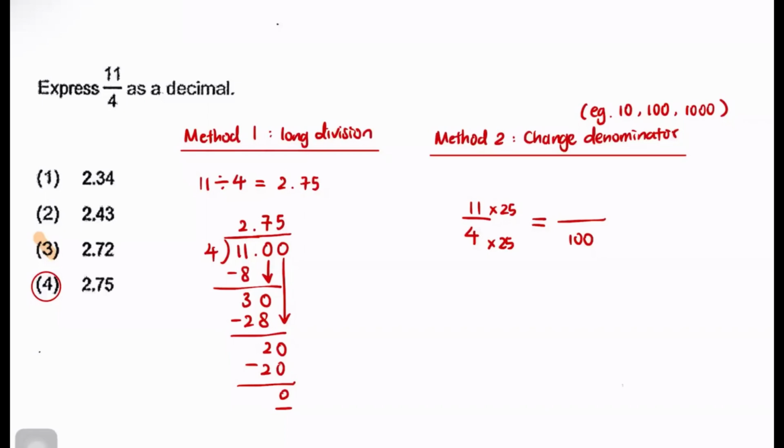So when I change the denominator, I must also change the numerator. If not, your fraction will be wrong already. So now we take 11 times 25. 11 times 25. What is it?